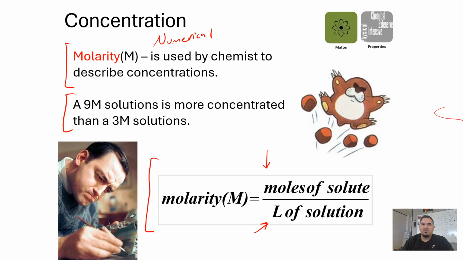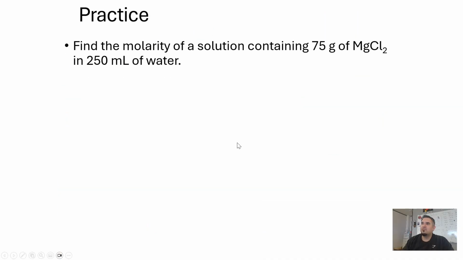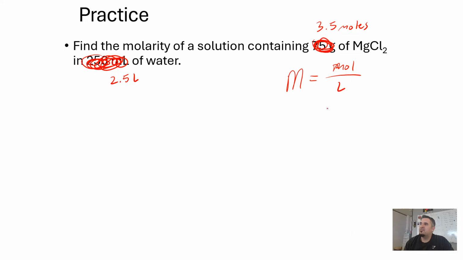All right, so let's go ahead and move on to our practice. Let's start with the level 1 problem. Find the molarity of a solution containing 3.5 moles of magnesium chloride in 2.5 liters of H2O, just to simplify the equation. Now we know capital M, molarity, is equal to moles over liters. So let's plug that into our equation. So we got 3.5 moles over 2.5 liters, and that's going to be our molarity.